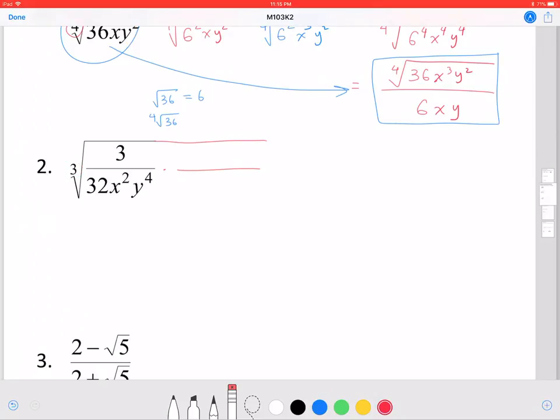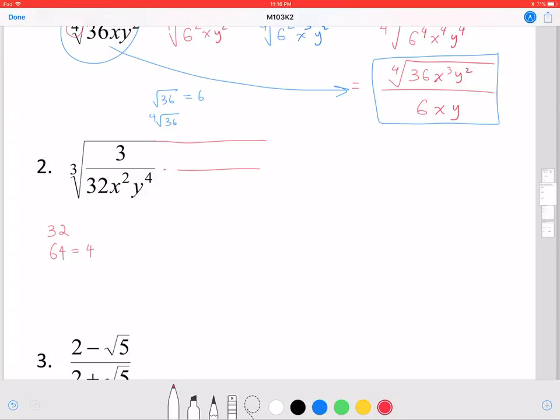Let's look at 32, and how am I going to make that into a perfect cube? Well, I need to look at the so-called multiples of 32. 32 is not a perfect cube. Let's take 32 times 2, which is 64.